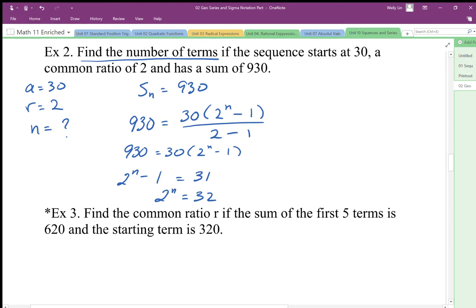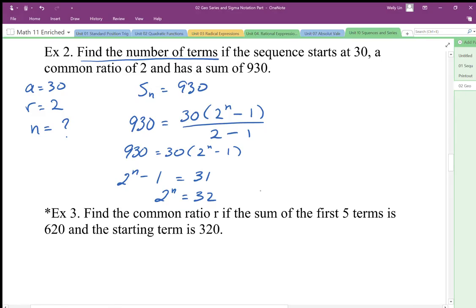But at this point, we can guess the answer. We just know that some repeated multiplication of 2 gets me to 32. So I can just kind of count. So 2, 4, 8, 16, 32. Well, n must be equal to 5.